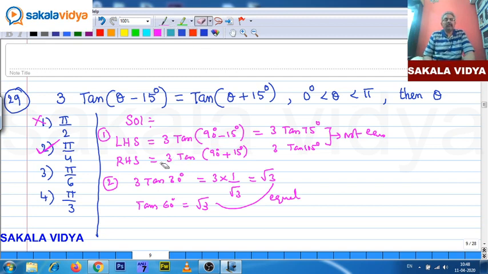Okay, in the RHS we don't have root 3. This is okay, correct now? Right.